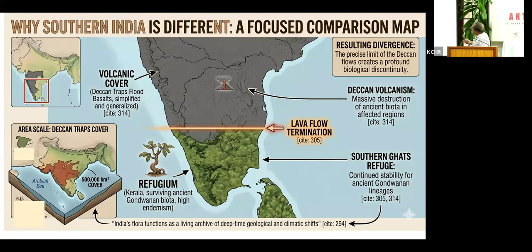What happened is the massive destruction of ancient biota, and the refuge was only in the southern part of the Western Ghats, or the southern part of peninsular India. So that's the second major physical geographical event which happened.